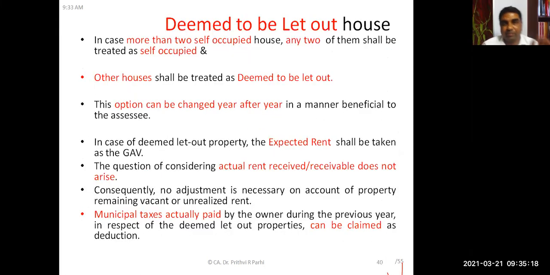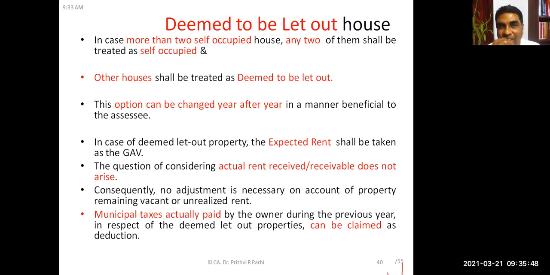Right. Now, unoccupied house, you have understood what is an unoccupied house? Yes or no? What will be the annual value for an unoccupied house? Nil, and interest on borrowed capital is allowed. What is the annual value for a self-occupied house? Nil, and interest on borrowed capital is allowed.